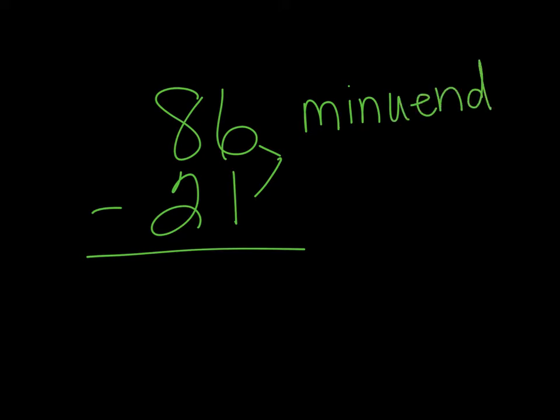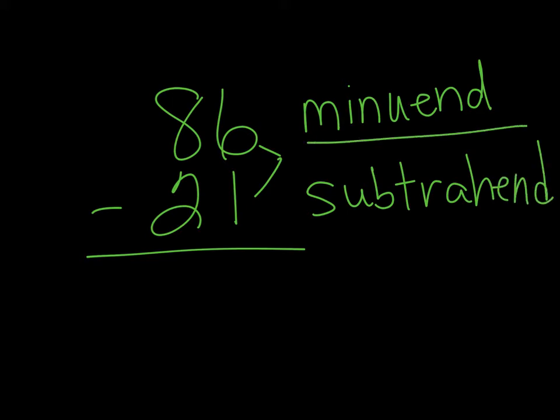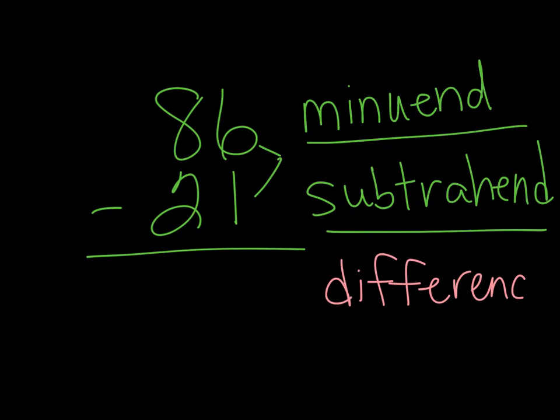The second number that you subtract is called a subtrahend. A subtrahend. So let's say those again. A minuend and a subtrahend. Now, this one I bet you know. The answer to a subtraction problem is called what? It's called the difference.